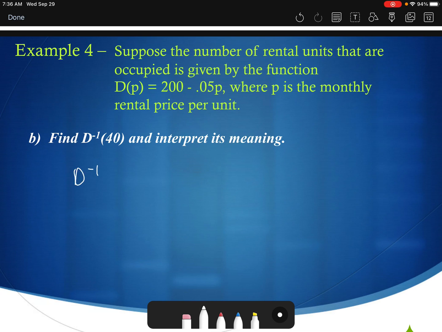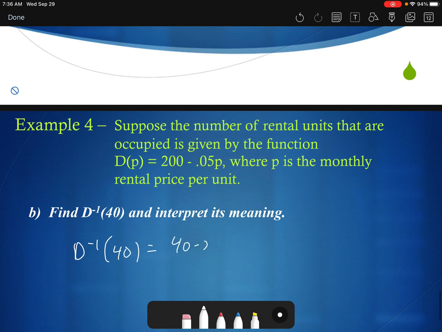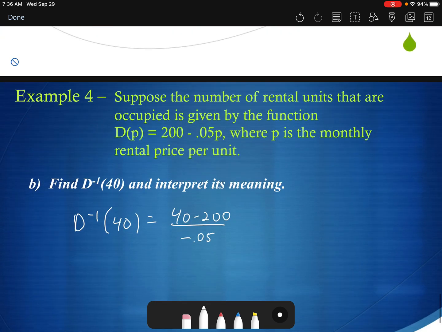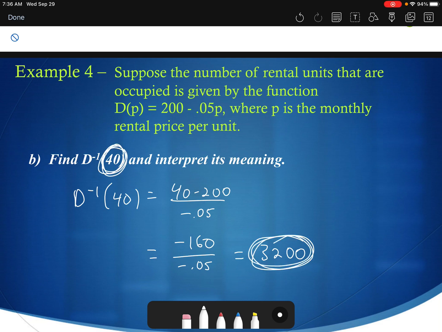So now d inverse of 40 would mean (40 minus 200) over negative 0.05, because we would use the inverse function. And if we type that in, that'd be what? Negative 160 over negative 0.05, which is nothing more than 160 divided by 0.05, and we end up with 3,200 units that are rented. So 40 then is my price per unit, and this is the number of units that has been rented.